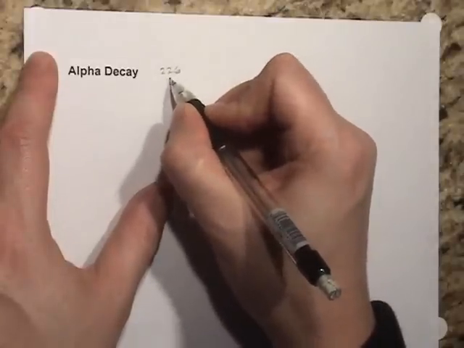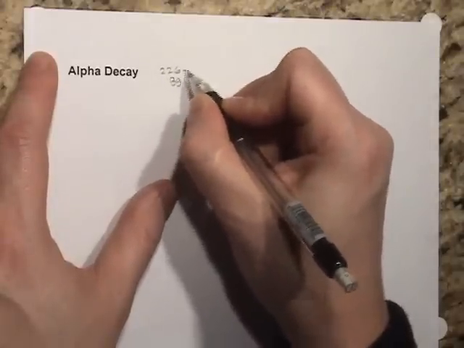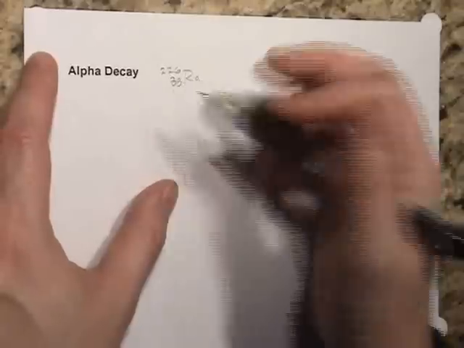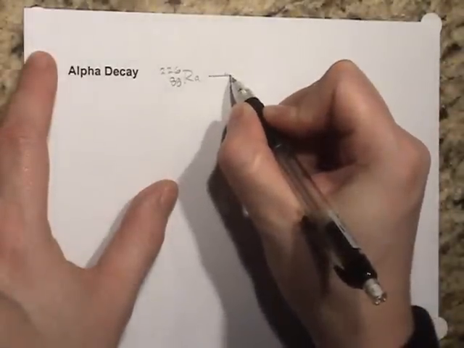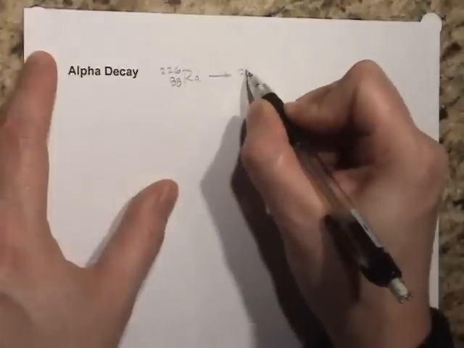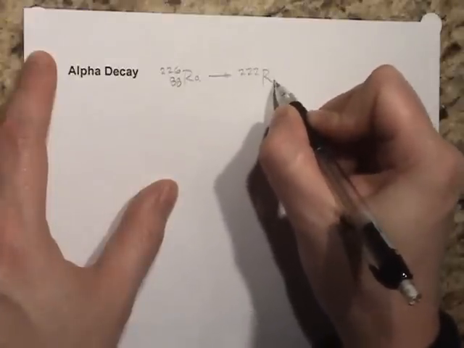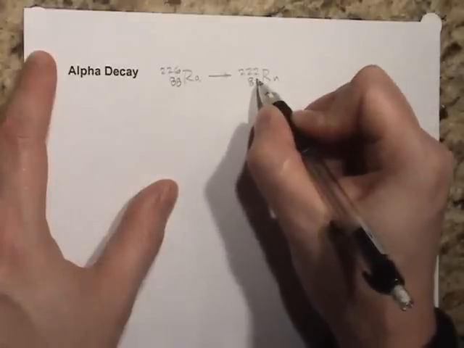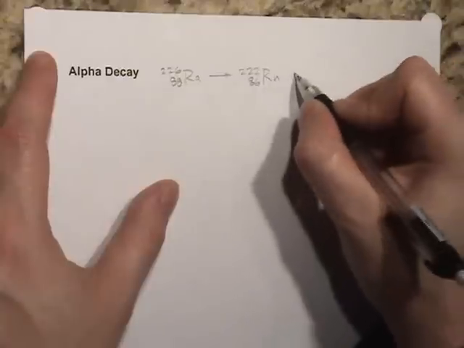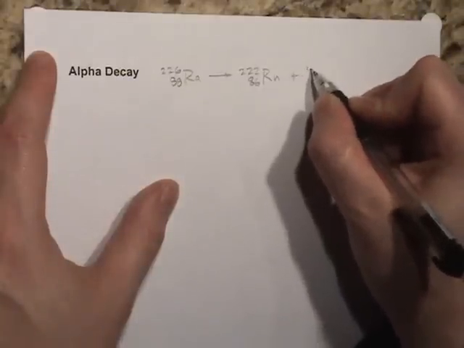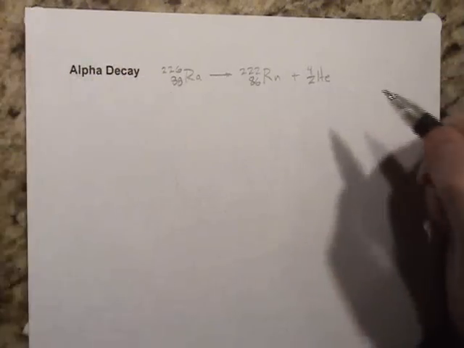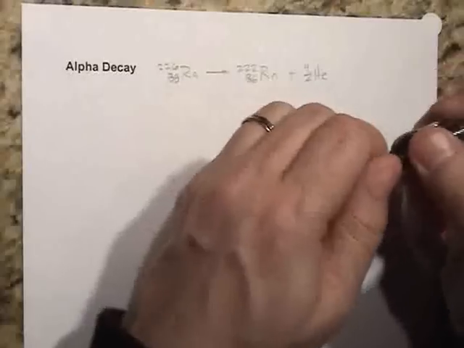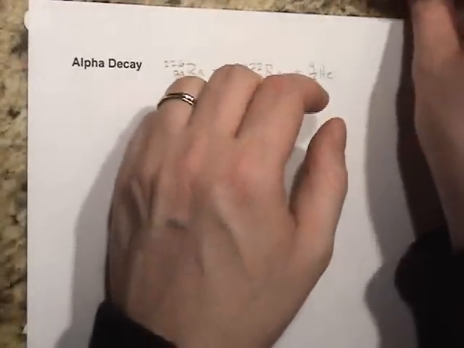This is radium-226. Radium-226 has a Z number of 88, and when it undergoes the decay process, it decays to become radon-222, which has a Z number of 86, plus it releases an alpha particle. This helium nucleus is the same thing, of course.